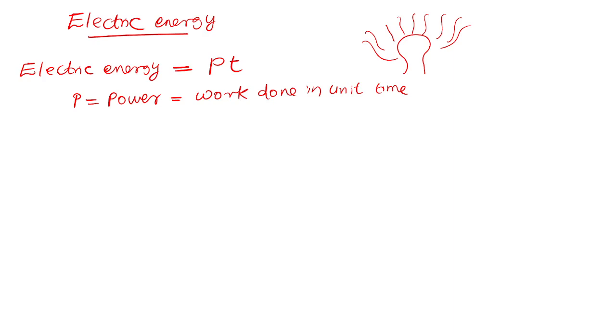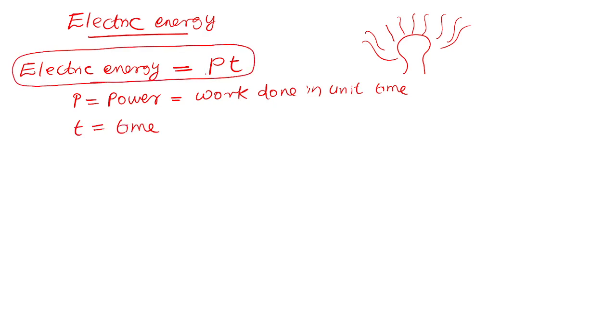Power of the electric bulb: how much heat energy is developed in 1 second? That is the power of the bulb. So in general, power is the work done by the electric device in unit time, and T stands for time. So electric energy is equal to PT, where P is the power.